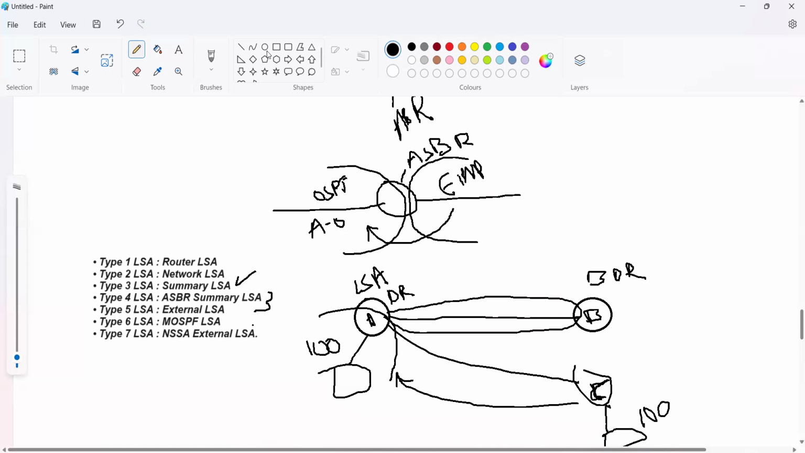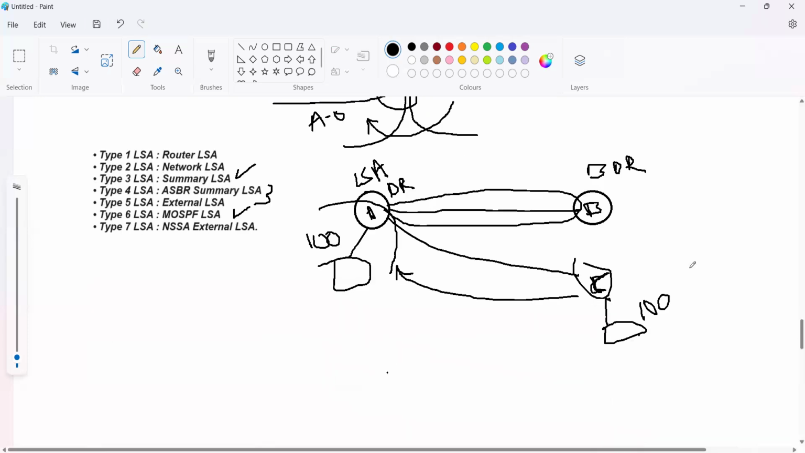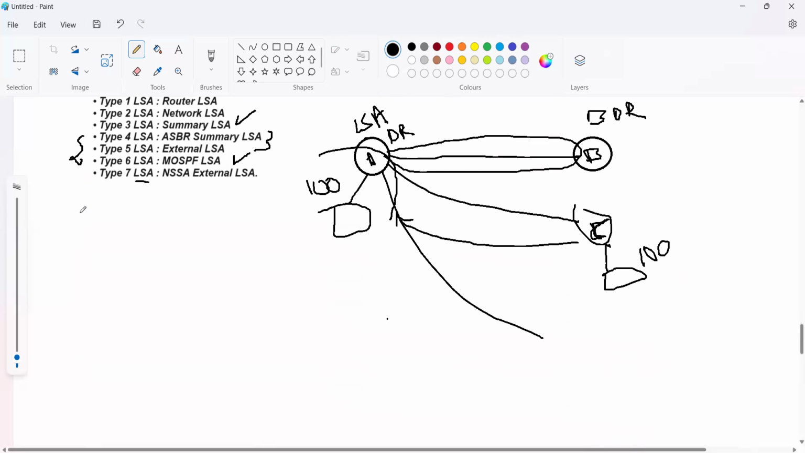Whenever you do multicasting, that is when it happens. And not-so-stubby area means, whenever we use LSA 7, we don't want LSA 4 and 5. This one has 100 prefixes, this one 100 prefixes, and this one 100 prefixes. These all come through OSPF. These are LSA 1 and LSA 2.